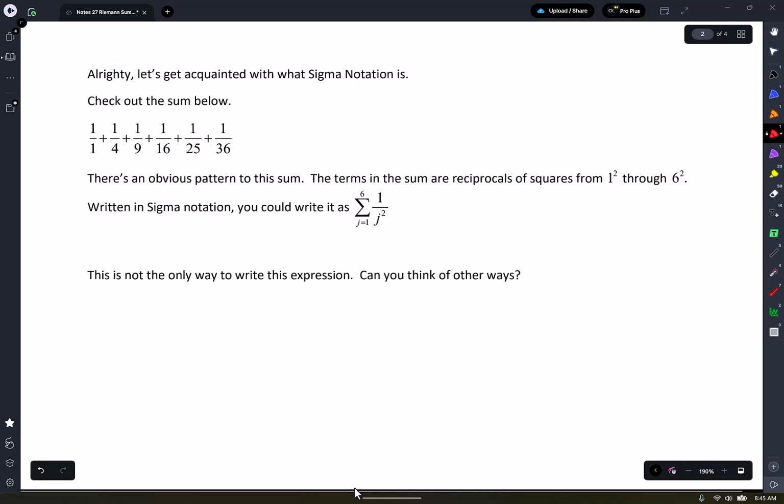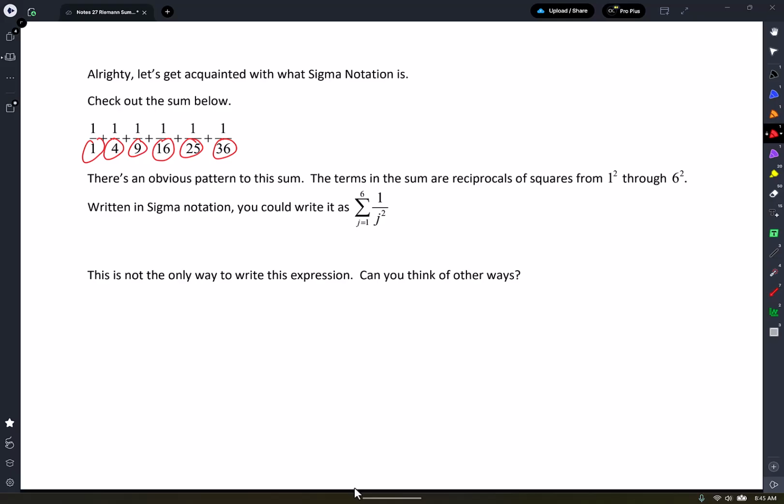All right, so it says, check out the sum below. 1 over 1, 1/4, 1/9, 1/16, 1/25, 1/36. And then observe that the denominators are all perfect squares. Do you guys see that? There's an obvious pattern in the sum. The terms in the sum are reciprocals of squares, 1 squared through 6 squared, written in sigma notation.